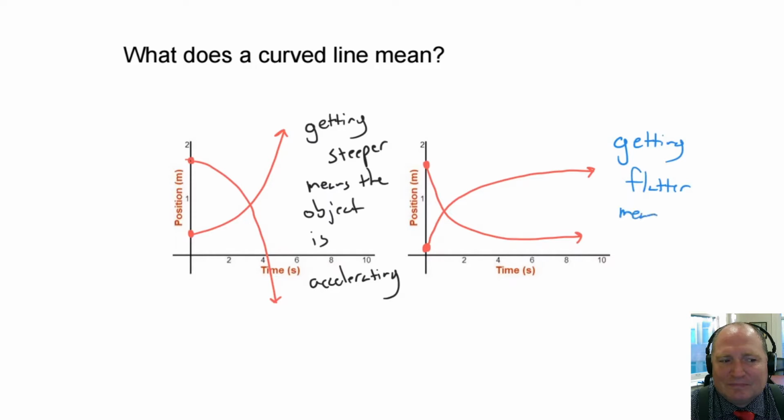means slowing down. It's still moving, but with a slower and slower velocity. And we'll learn that slowing down is just a different type of acceleration. So all curved lines, cool, are some type of acceleration.